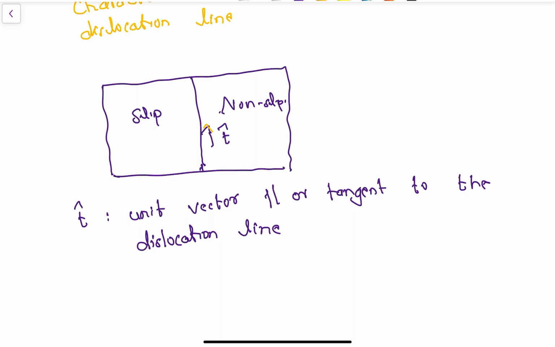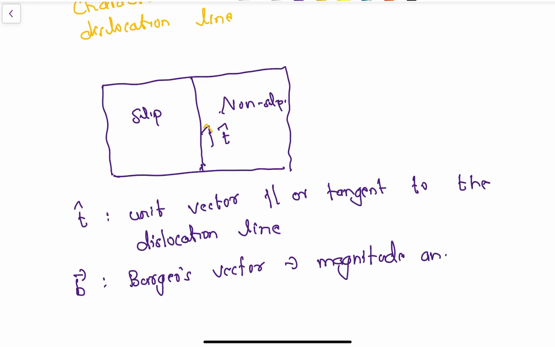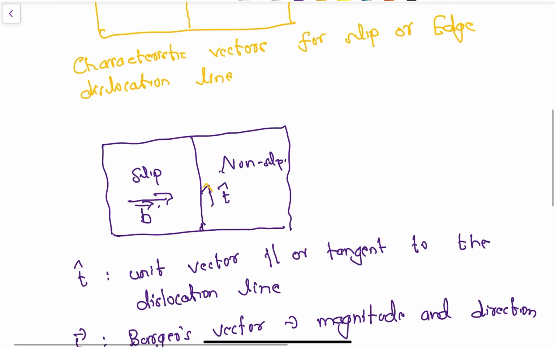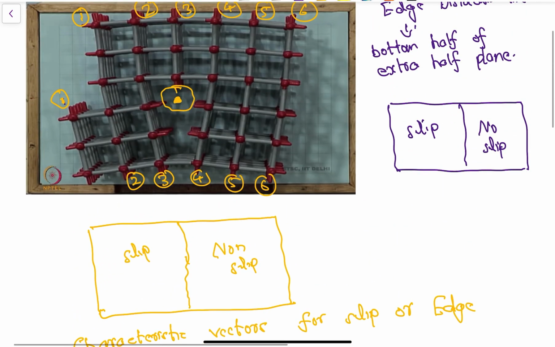Then you have the Burgers vector. This gives you the magnitude and direction of slip. You can see that here the first plane of atoms is shifted to the right side. So this is the Burgers vector.